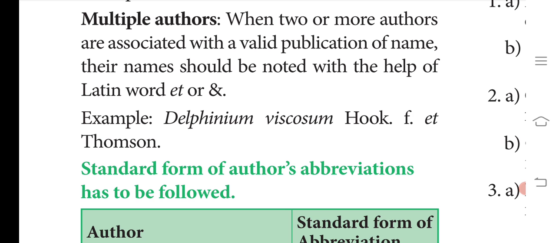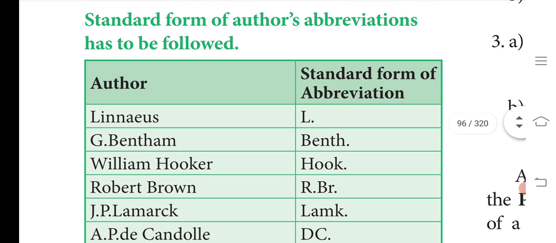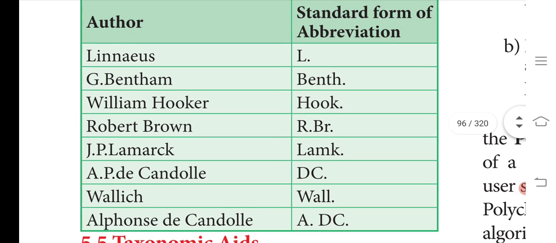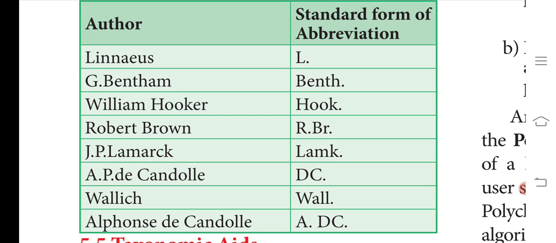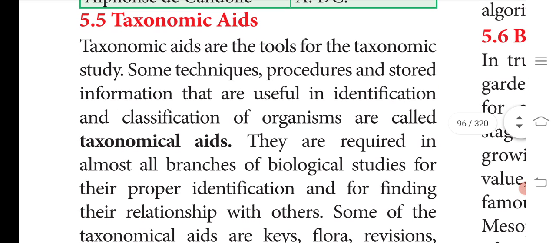Multiple authors: if multiple authors found the species, then it is called et al. Et al. is the term used if the species is found by more than one person. Okay, so the abbreviation of the author's name is given. The authors are the botanists who find the species of plants. Linnaeus, L.; Bentham, Benth.; William Hooker, Hook. Likewise, it goes on.